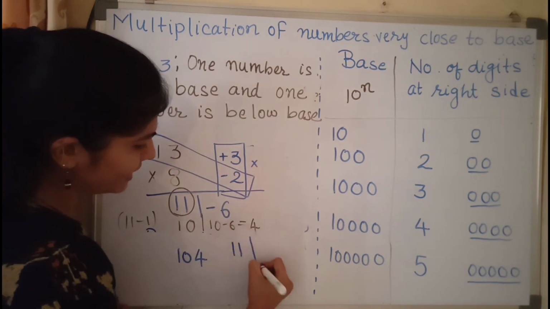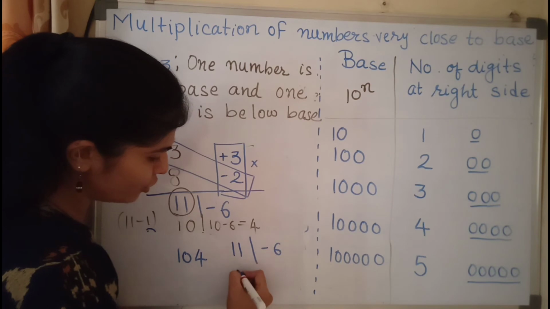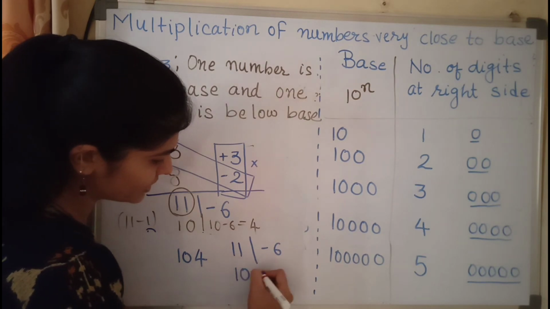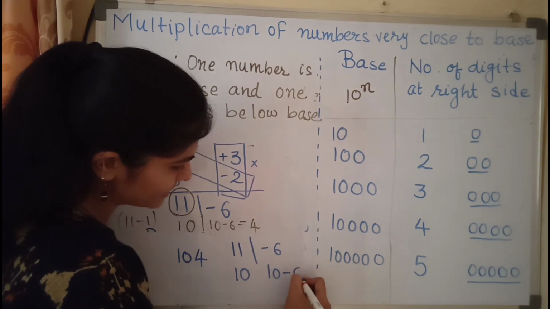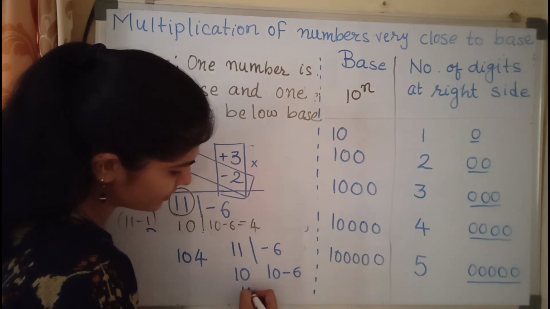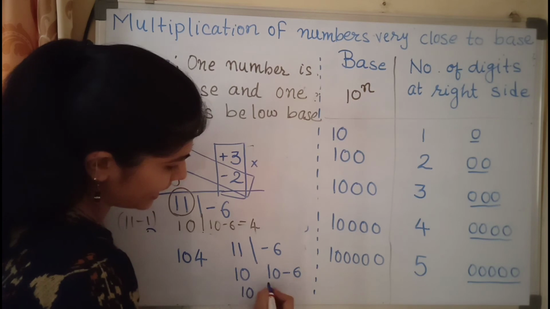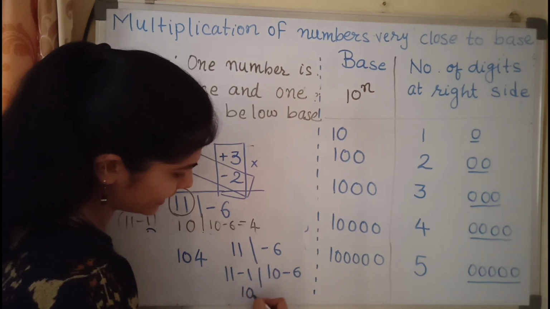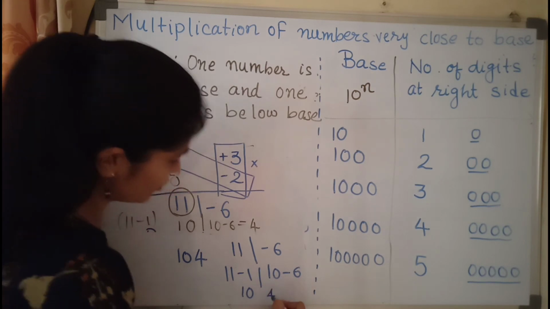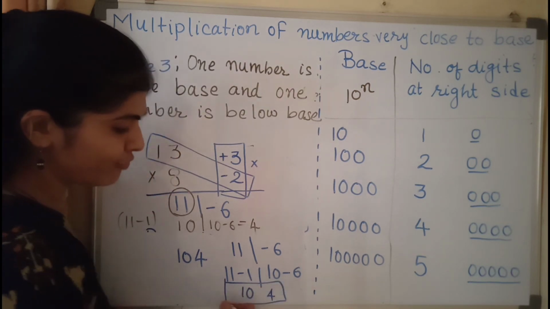How? Let me explain once again. Here you put 11 and negative 6. So what should you do? You should reduce this number by 1, so this becomes 10, and negative 6 should be deducted from the base, which is 10. So 10 minus 6 is 4. And here let me write 11 minus 1, so it is 10 and another one is 4. So our answer is 104.